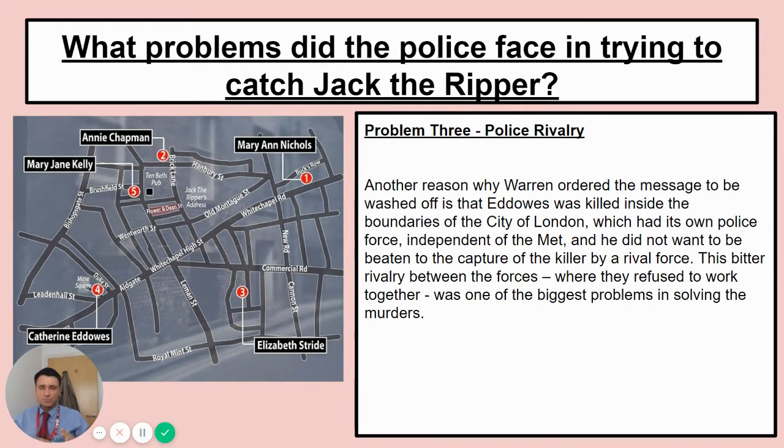So in this small area we have two separate police forces, each trying to find the killer. They're not working together like a police force might today, but working separately. They are in a rivalry. So rather than sharing information, this is possibly why Warren ordered the message to be removed. He didn't want it to be photographed. He did not want the Met police force to have an advantage. Pause the video here and have a go at that grid.